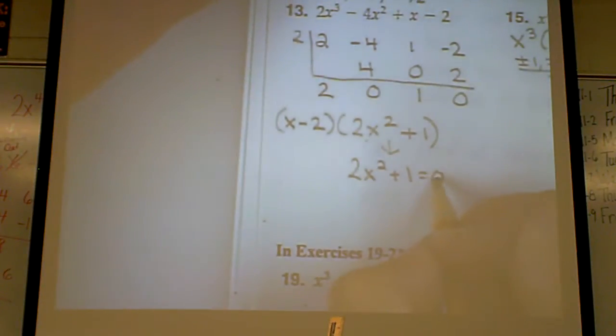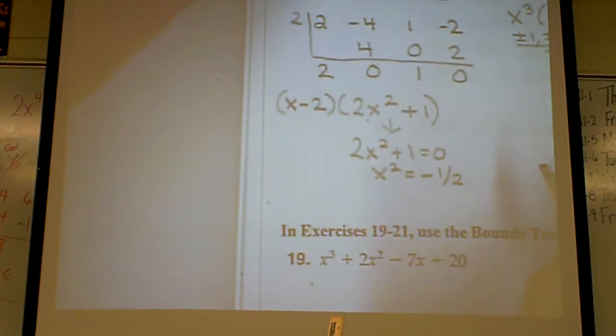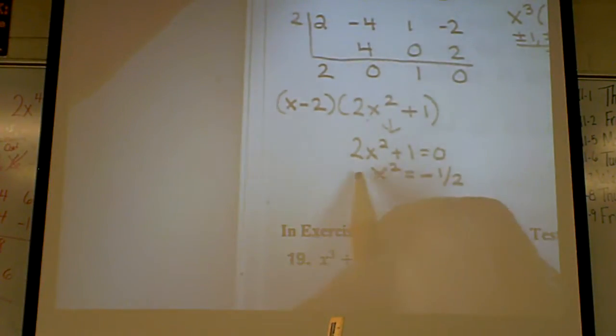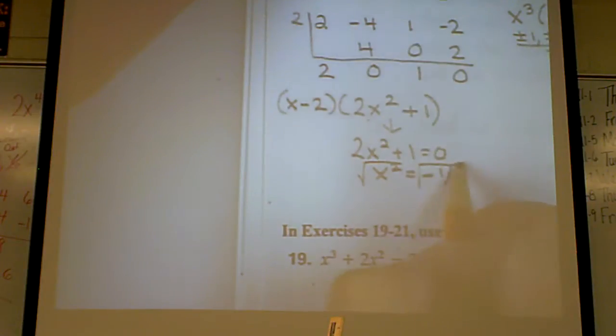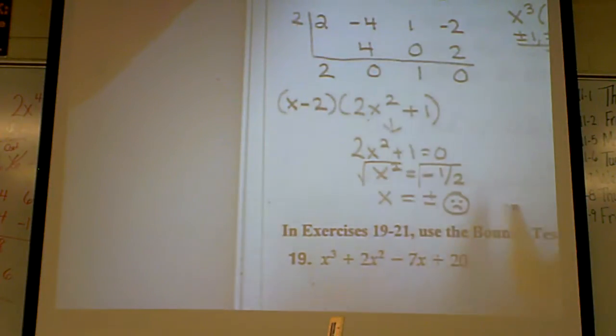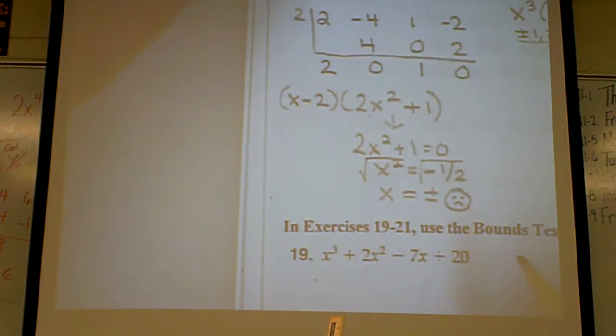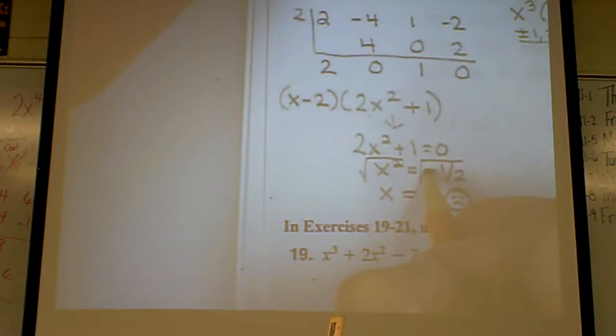I'm gonna subtract 1 and divide by 2. And then what? Square root it. And what did you get? I got plus or minus square root of that. But since it says completely factor, don't you put that in anyway? These are not real zeros. So you do not factor this anymore.